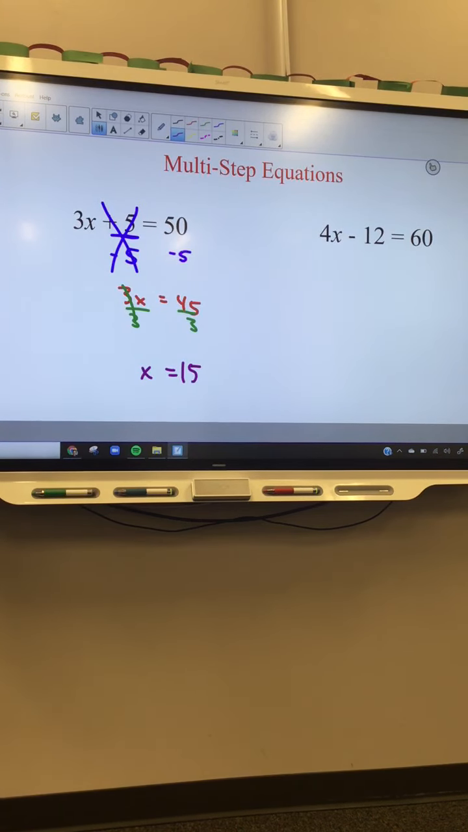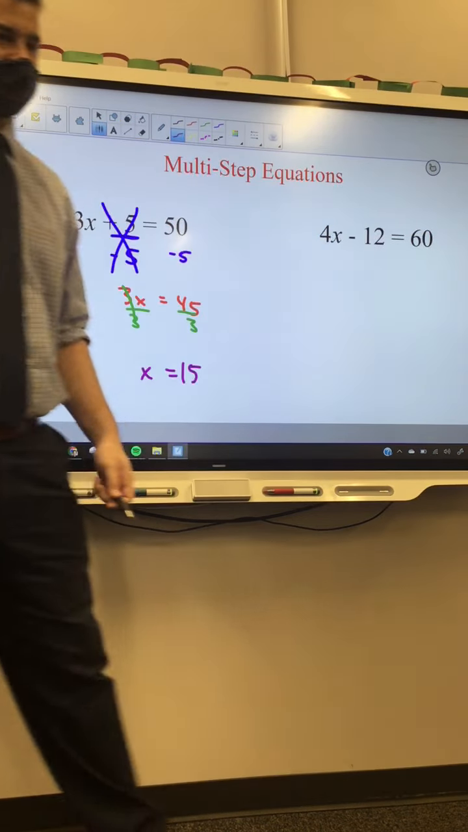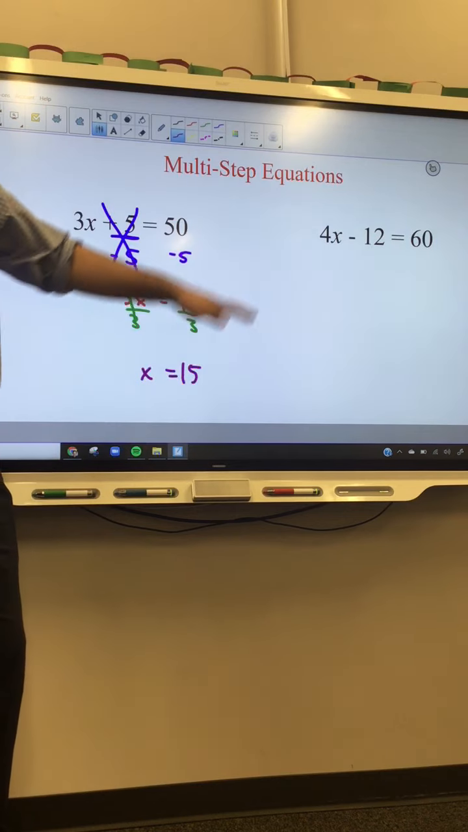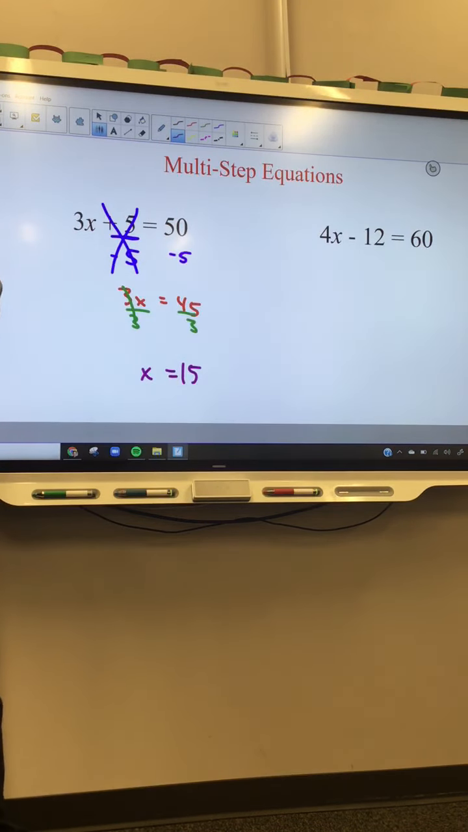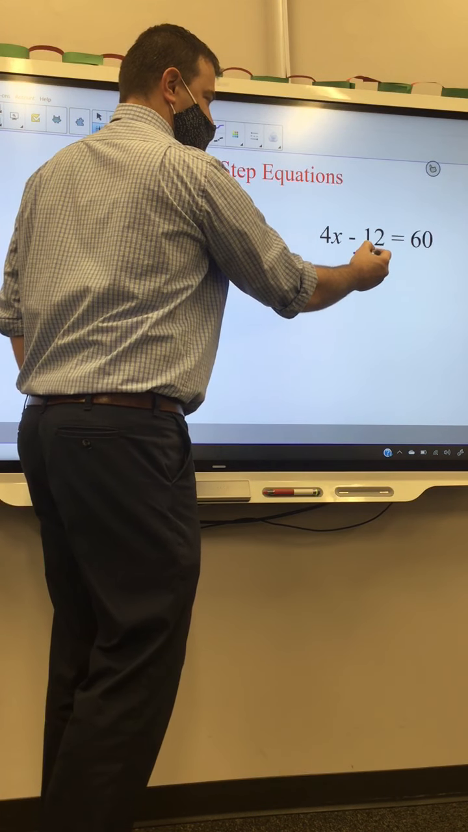Okay, so with these multi-step equations, we are trying to work the order of operations backwards. We've already done this one. Let's take a look at this one over here. In this equation, we're looking for addition and subtraction that we can undo. What do you see, Tori? Yeah, I've got a subtracting 12, so I do the opposite, adding 12.